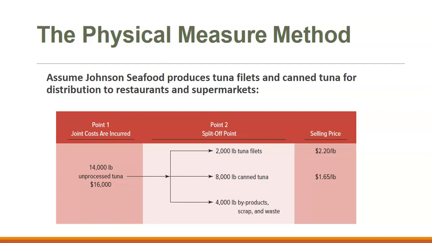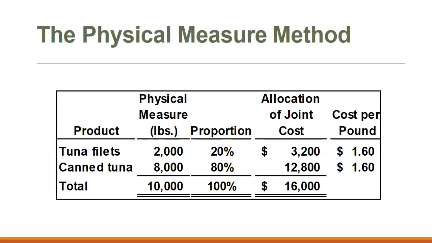So we would divide our total cost by the total pound amount and apply that to our split off point. So in that example, we have $16,000 in joint costs. So that's the process of production until we get to the split off point. 20% of that gets allocated to the tuna fillets and 80% gets allocated to canned tuna.